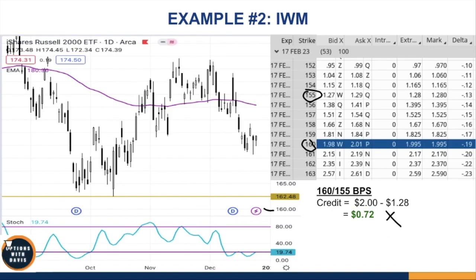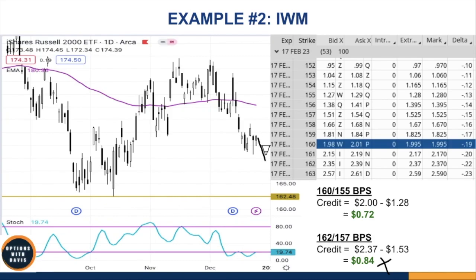So we may have to get a little bit more aggressive. We want to see whether we can get the right credit at 162. So let's take a look at 162. We take 162 and 157. Again, this is a 5-point wide spread. And we can see that the credit we're going to receive is only 84 cents. So again, this is not going to meet our criteria and I would not be looking to put this trade on. What we want is for the market to go down a little bit further.